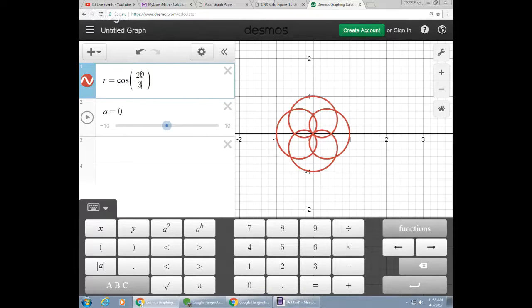Okay. So one could spend a whole quarter studying these shapes alone. Okay. We're just scratching the surface so we can touch on calculus of polar coordinates. Okay, let's do some calculus.